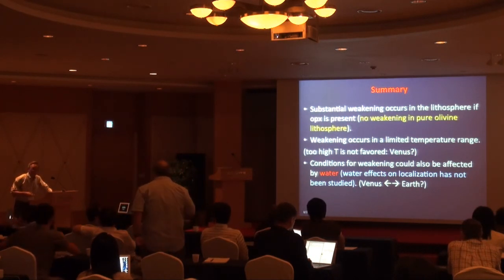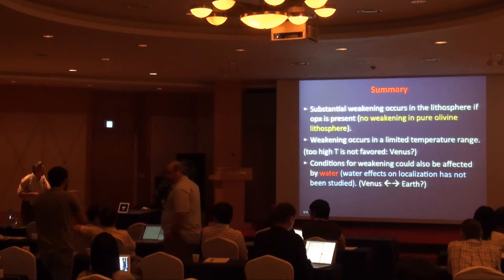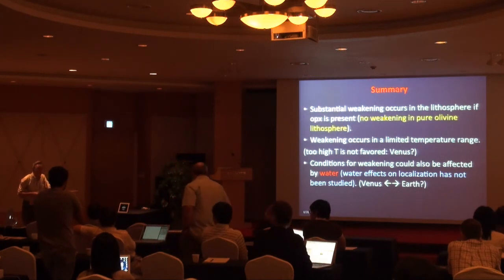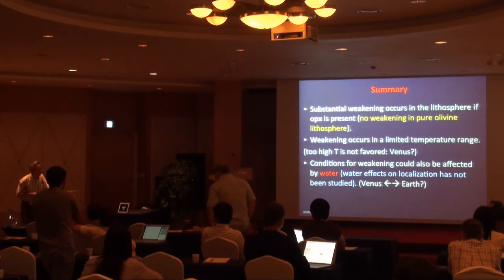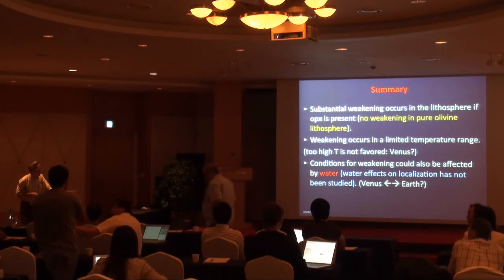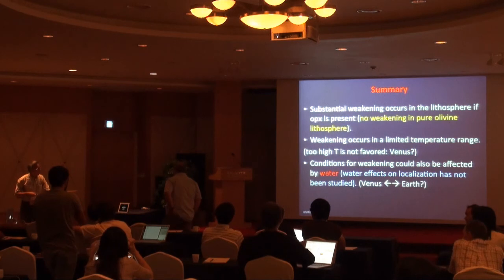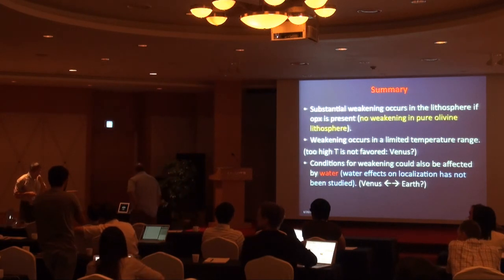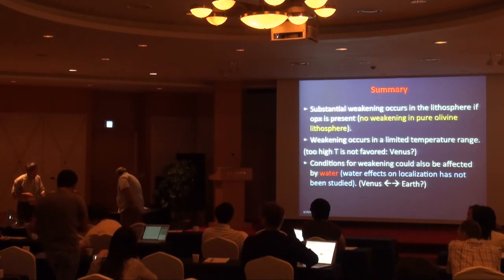Hi. Very interesting talk, as usual. Very simple question. Can you estimate, for a 100 million year old plate, the depth range over which you get this weakening with the orthopyroxene?